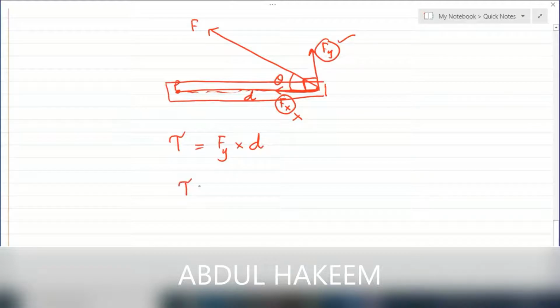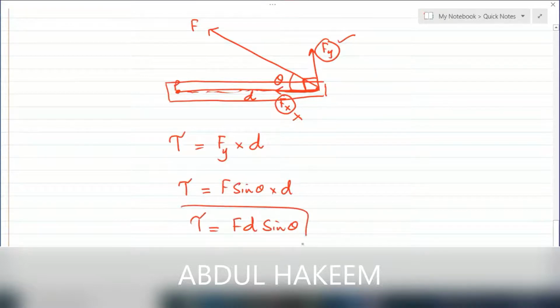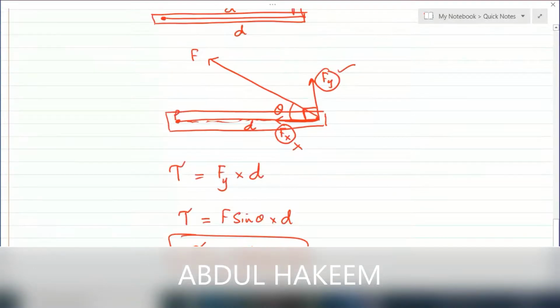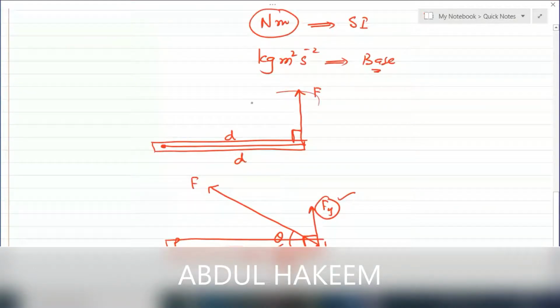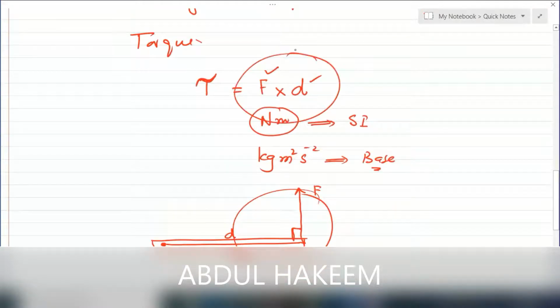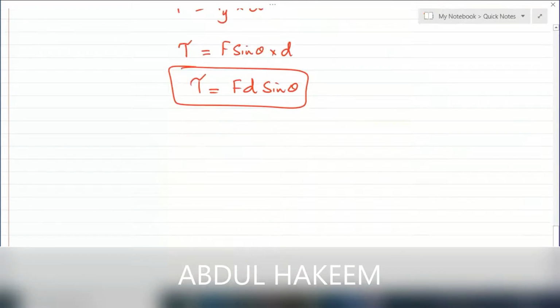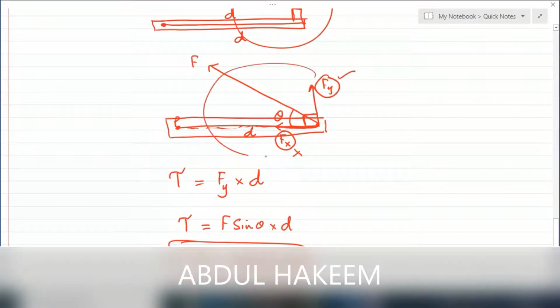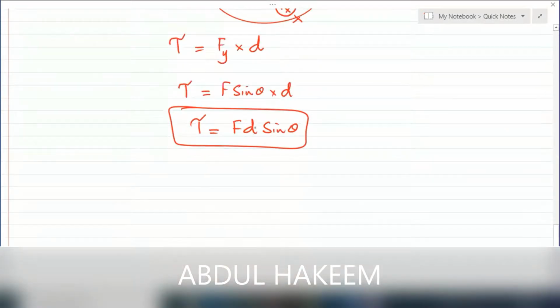So further, Fy can be written as F sine theta into D. So we can write Fd sine theta. This is the torque. So when force and distance both are perpendicular to each other, the formula is just Fd. If force and distance are not perpendicular to each other, then the formula is Fd sine theta.